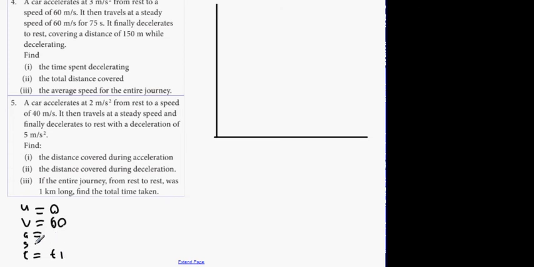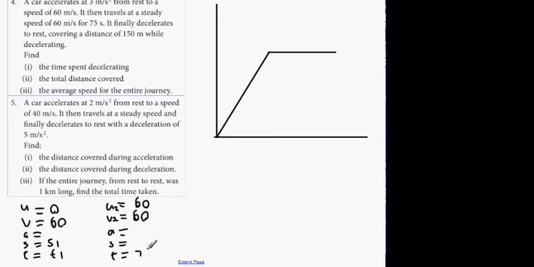So this is T1 and this is S1. Okay? And then all of a sudden it changes what it's doing. In the middle part of the journey, it decides to go at a constant velocity. So in the middle part you could say U2, V2. U2 and V2 are both 60. And then A, S, and then T is 75.